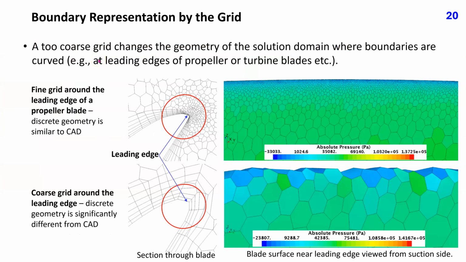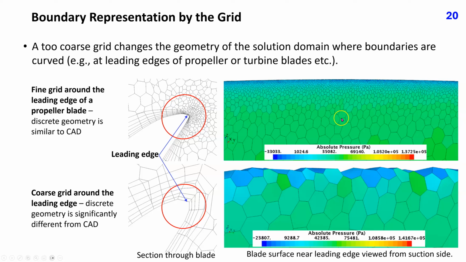A too coarse grid changes the geometry of the solution domain where boundaries are curved, for example, at leading edges of propeller or turbine blades. These two plots show a section through the grid around the ship propeller. In one case, the grid is locally refined around the leading edge, while in the other grid, no attention was paid to the resolution of the leading edge curvature.